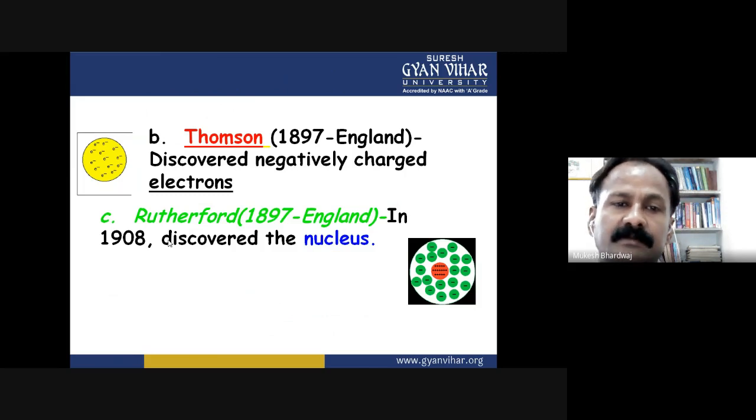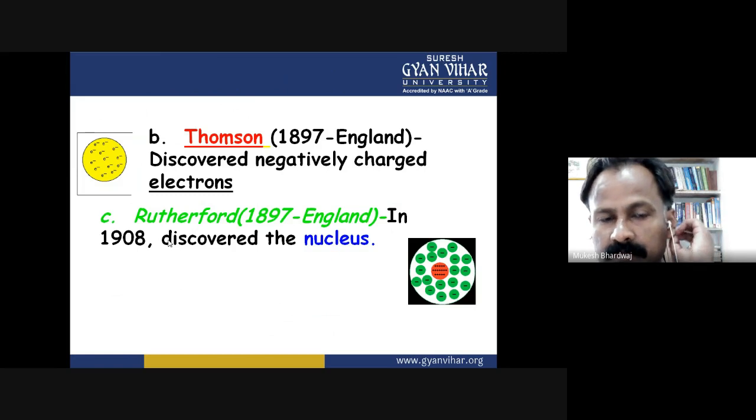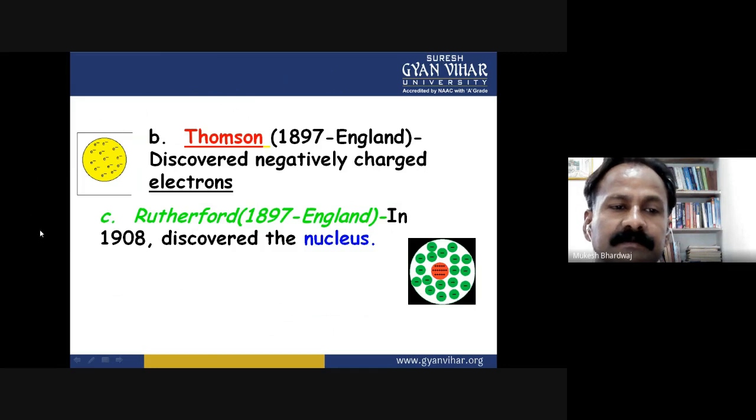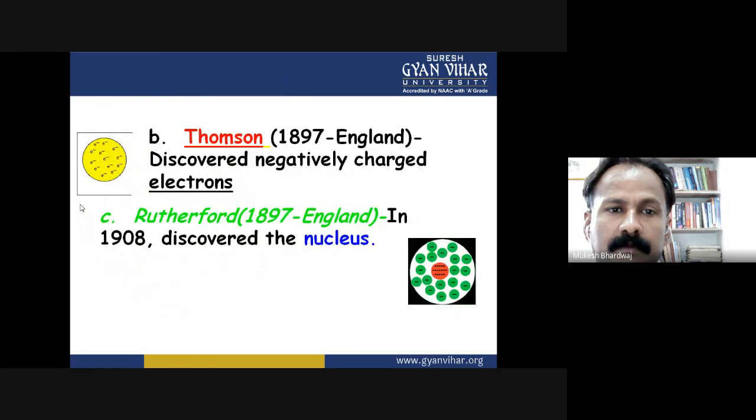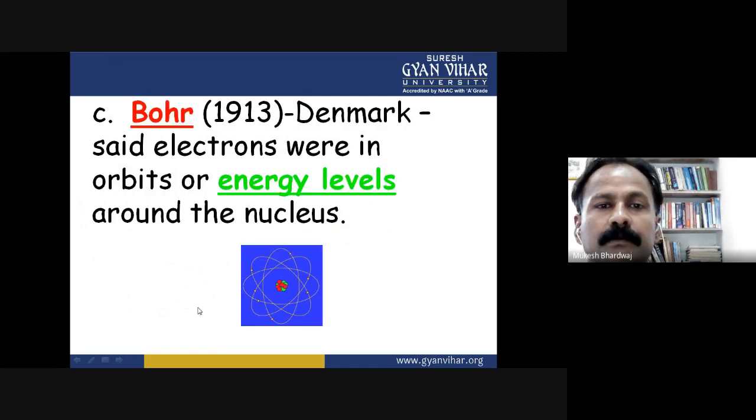The second modern theory was given by Thomson in 1897, in England, who discovered negatively charged electrons. The third modern theory was given by Rutherford in England in 1908, who discovered the nucleus. Bohr in 1913, in Denmark, said electrons were in orbits of energy levels around the nucleus.